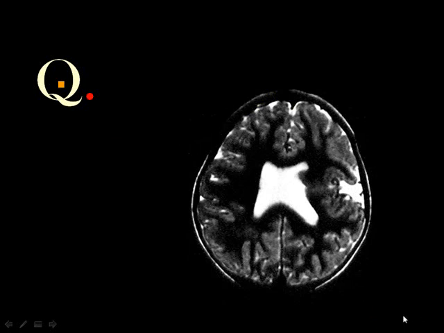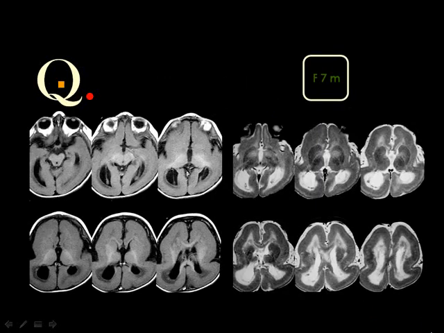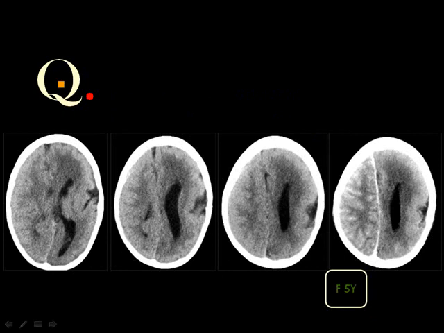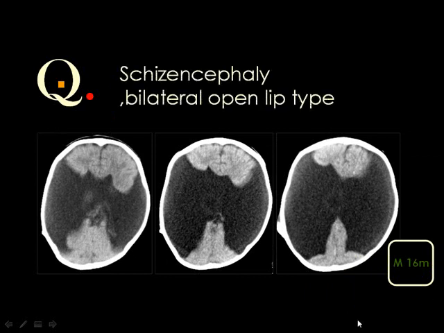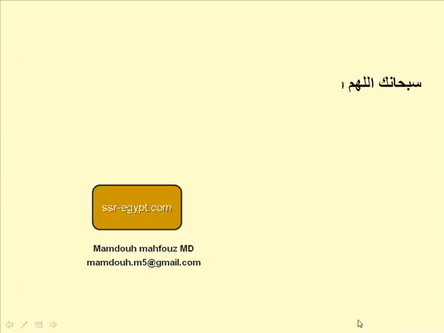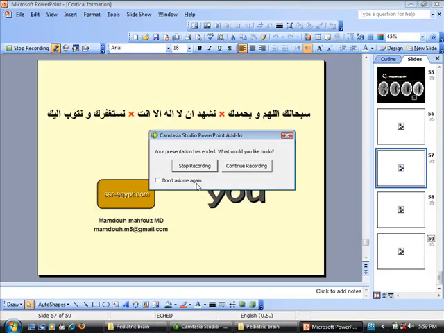Do you note the diverticulum of the ventricle? Okay. Lissencephaly. Hemimegalencephaly, left cerebral hemisphere. Bilateral open lip schizencephaly. Very good. Bilateral open lip. Thank you very much.